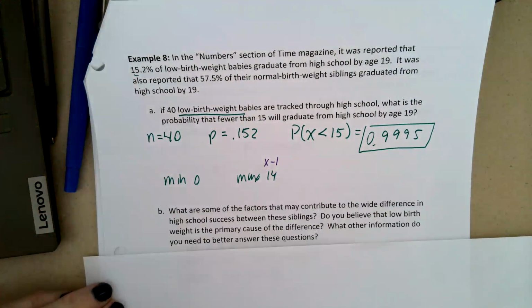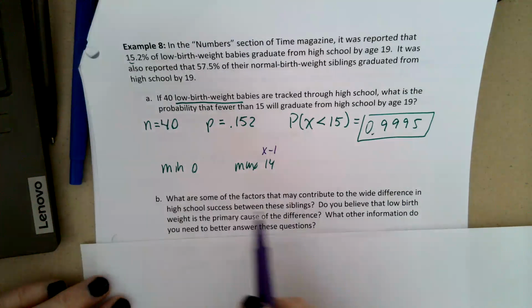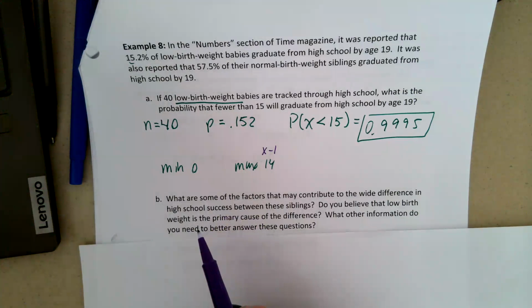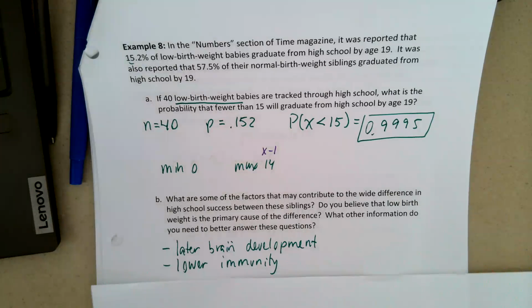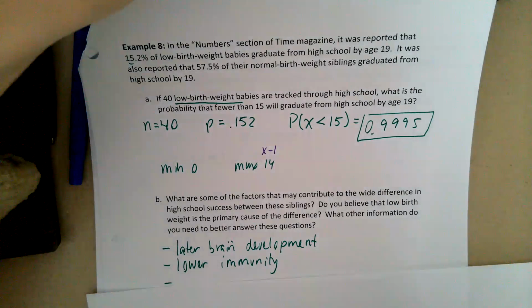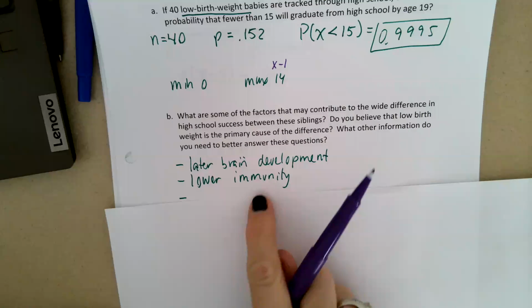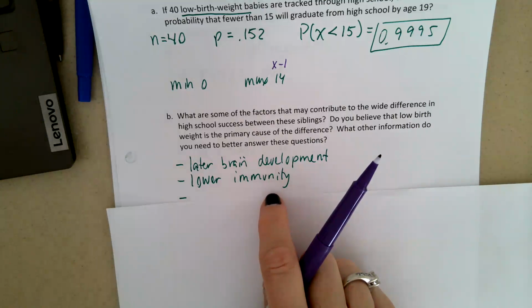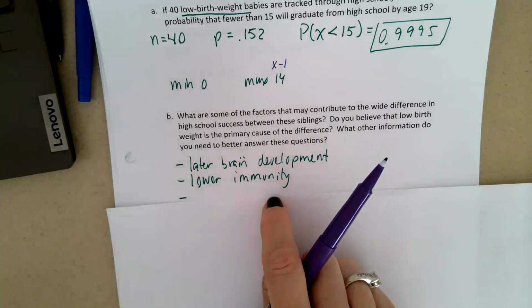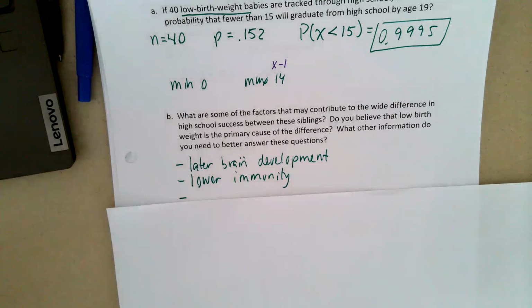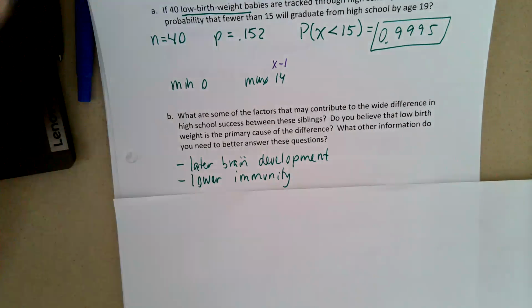And B says, what are some of the factors that may contribute to the wide difference in high school success between these siblings? Do you believe that low birth weight is the primary cause of the difference? What other information do you need to better answer these questions? A few things that we could throw out are babies that have low birth weight will probably have later brain development. They may have lower immunity. And we don't know the economic income or if it was a single or two-parent family. So we said there were some other social variables that could come into play here.